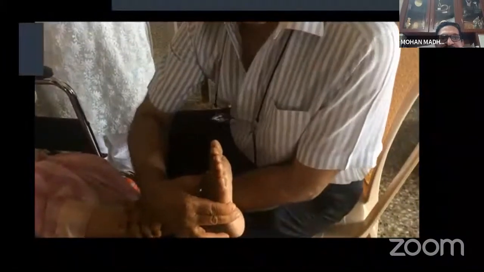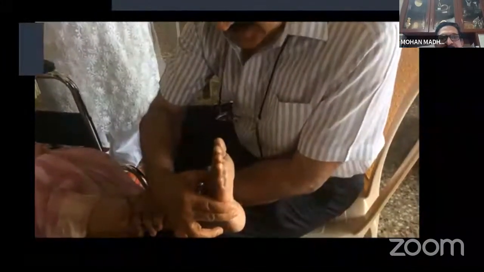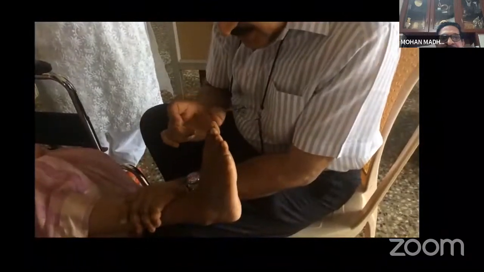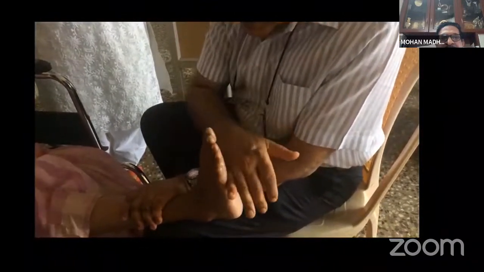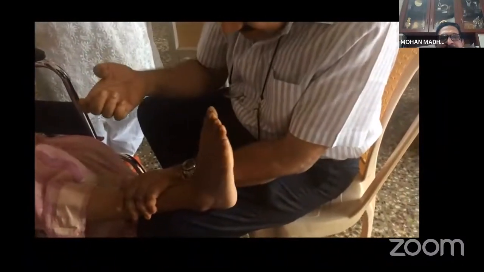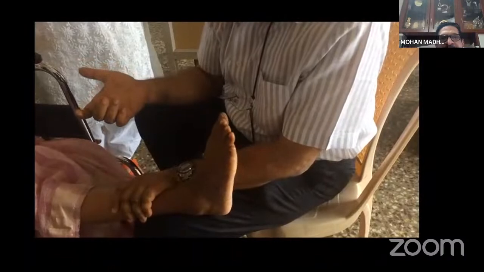I'm testing her inversion, which is quite normal in this patient. She actually is severely weak. But the flexor hallucis longus also is weak. Inversion is also weak. So that's all in the video. The reflexes, the ankle jerks, were absent because she's a diabetic. I'll show the video part once again, just to show it's a short video.